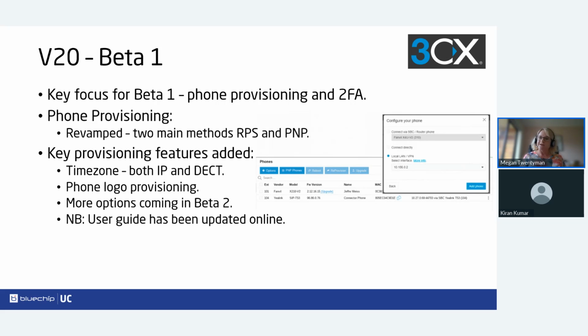And they've added some features into beta 1 that weren't in the preview. So that's things like time zones for the IP phones and DECT phones, phone logo provisioning. There's a lot more to come in beta 2 is what they've advised. And the user guide has been updated online already for version 20 beta test systems around that phone provisioning.